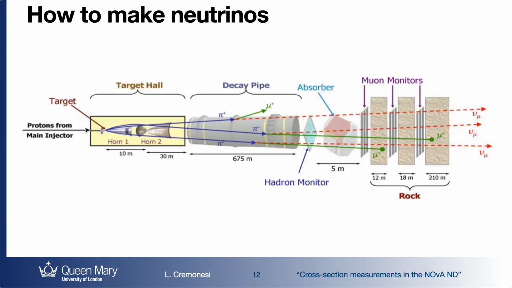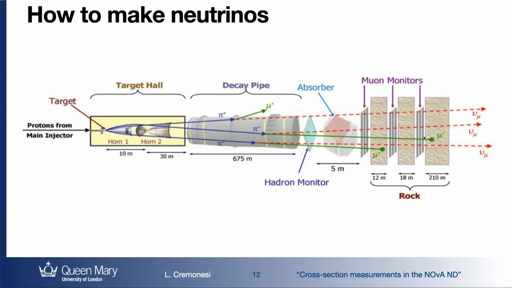So we impinge our protons on the target, and in this interaction we produce some particles that are pions and kaons. The pions and kaons are then focused by our 2 horns. And for neutrino mode, we keep positive pions. So we focus positive pions. And then in the decay pipe, which is a pipe that is almost 700 meters long, the pions and kaons decay into muons and mu neutrinos.